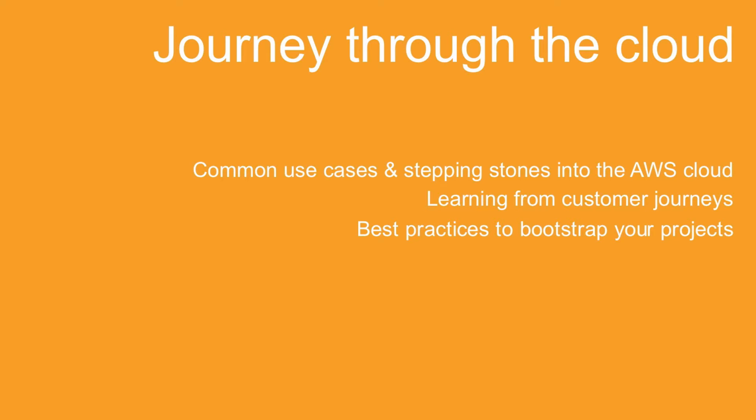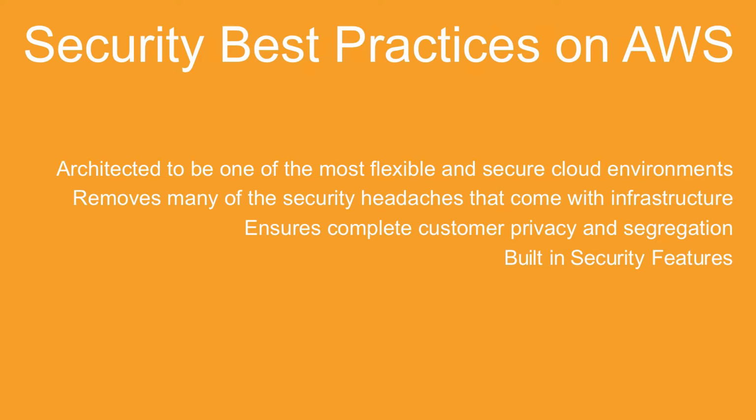So what are we going to be talking about today? Well, we're talking about security best practices on AWS today. And what we're trying to illustrate to you during the session today is that the AWS cloud has been architected to be one of the most flexible and secure environments that you can use. We're trying to show you that we're removing many of the security headaches that come with operating your own infrastructure, and also demonstrate that the way the architecture is built and the tools that we provide you with enable you to ensure complete privacy and segregation of your data and workloads. And there are many built-in security features in the AWS cloud that can help you achieve that.